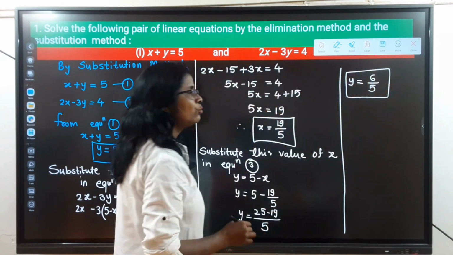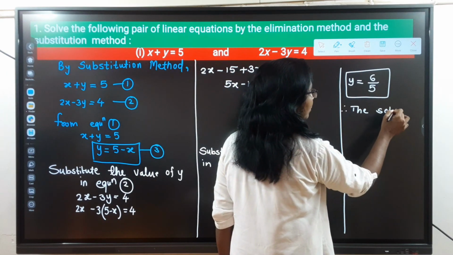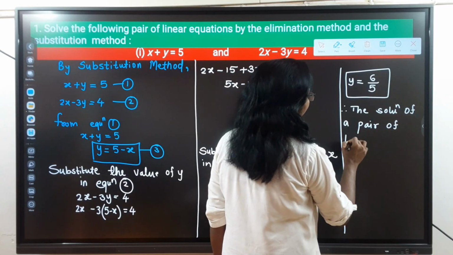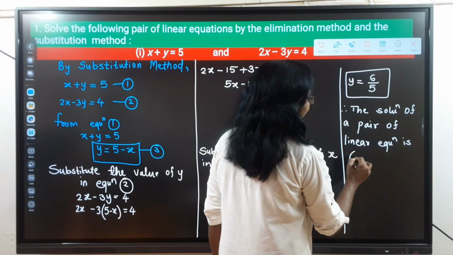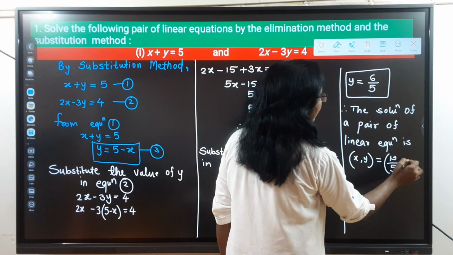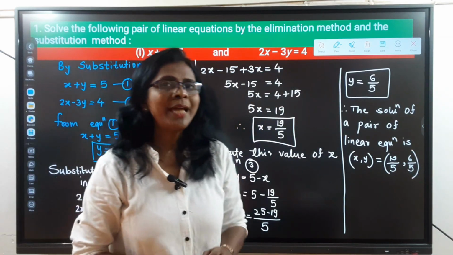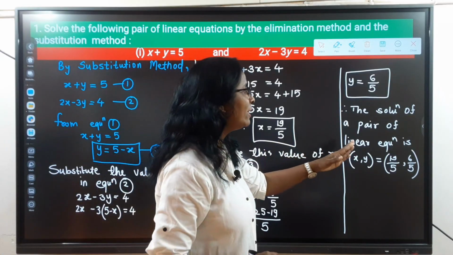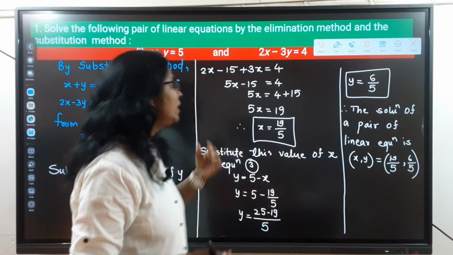Okay. So now here students, last step, the solution of a pair of linear equations is (x, y), which is equal to (19 upon 5, 6 upon 5). Okay, now students, here you can observe that by elimination method and by the substitution method, the solutions of a pair of linear equations are equal, students. Okay, answers are equal.